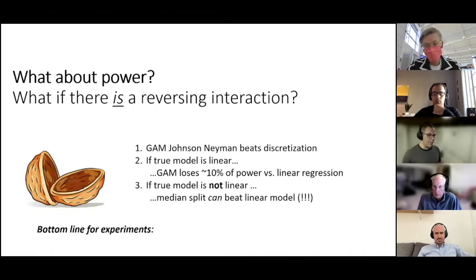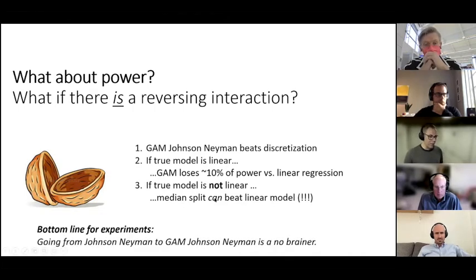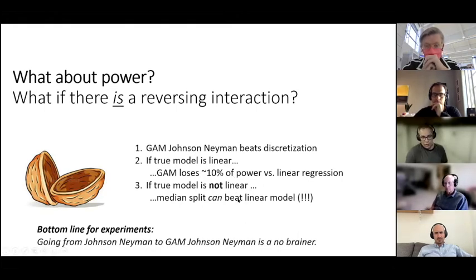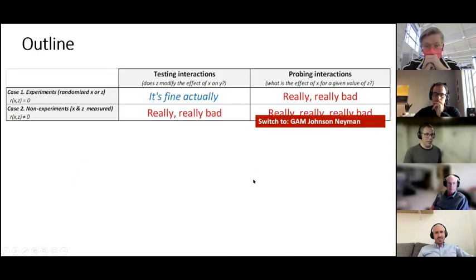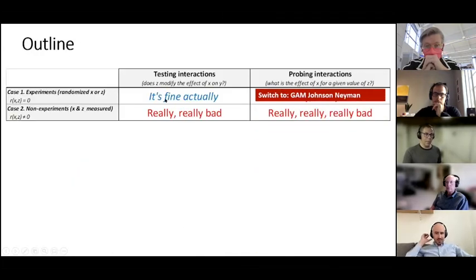So my summary of this, my subjective evaluation, is that there's no real downside in abandoning this technique that we've been using since 1930 something. Because even in the worst case scenario, we lose a little bit of power. We avoid false positive rates that are through the roof in many situations. And in realistic situations, even with a median split, we do fine. So that's where I say, you don't have to change anything. And here I would go from Johnson-Neyman to GAM Johnson-Neyman.